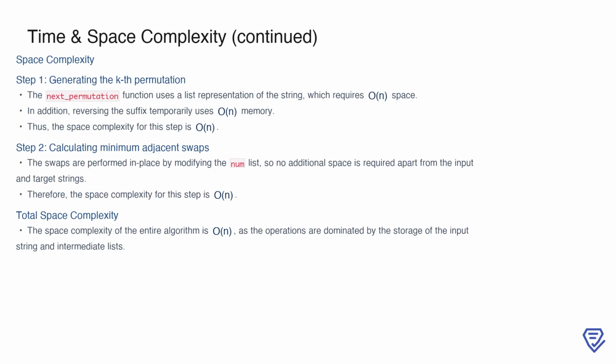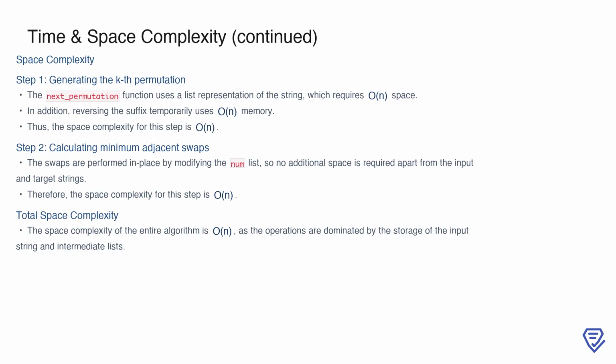For the space complexity, we again analyze both steps. In the first step, generating the kth permutation involves using the next_permutation function, which converts the string into a list for manipulation. This requires O(n) space. Additionally, reversing the suffix also temporarily uses O(n) memory. Thus, the space complexity for this step is O(n).